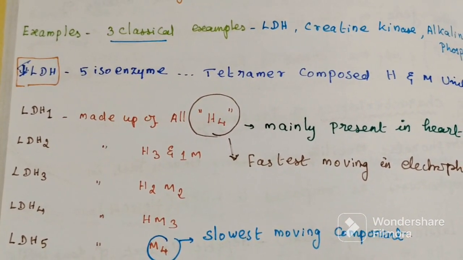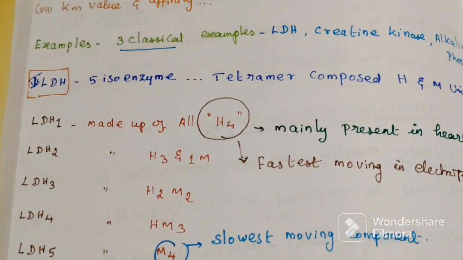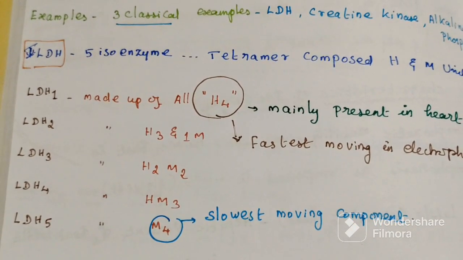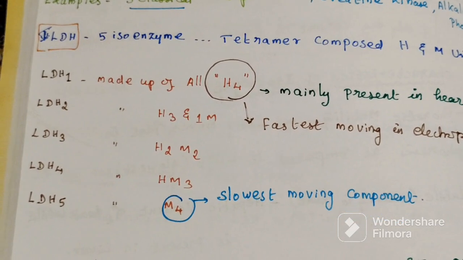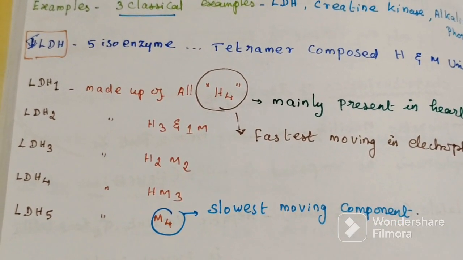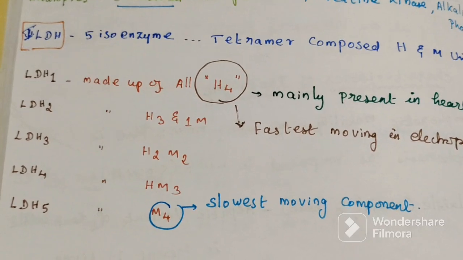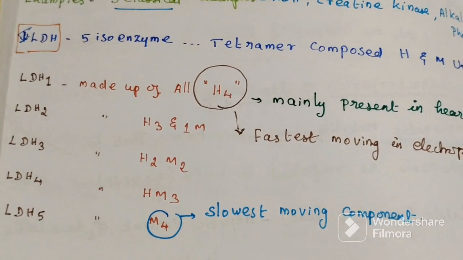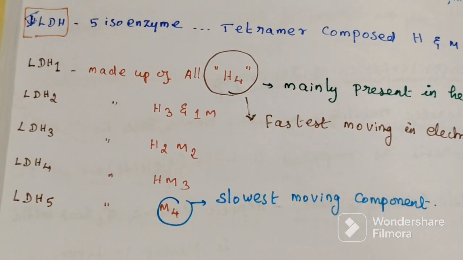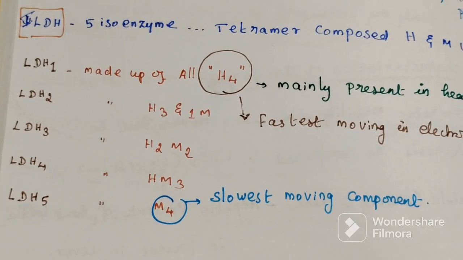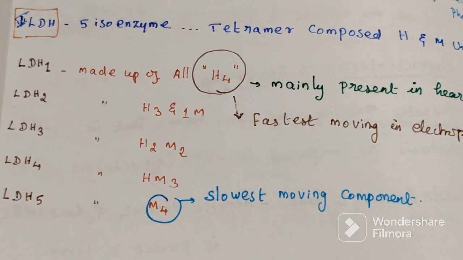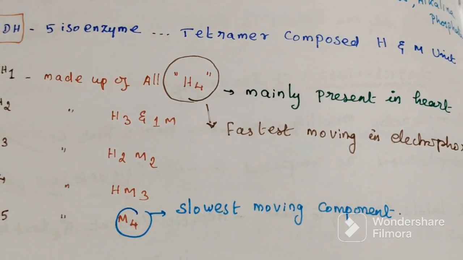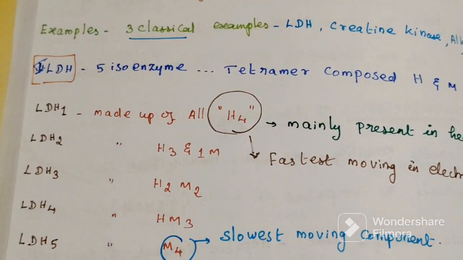LDH has 5 isoenzymes, LDH1 to 5. It is a tetramer composed of H and M units. LDH1 is made up of all H4. LDH2 is made up of H3 and 1M. LDH3 is H2M2. LDH4 is HM3. LDH5 is made up of M4. These are the subunits of LDH1 to 5.